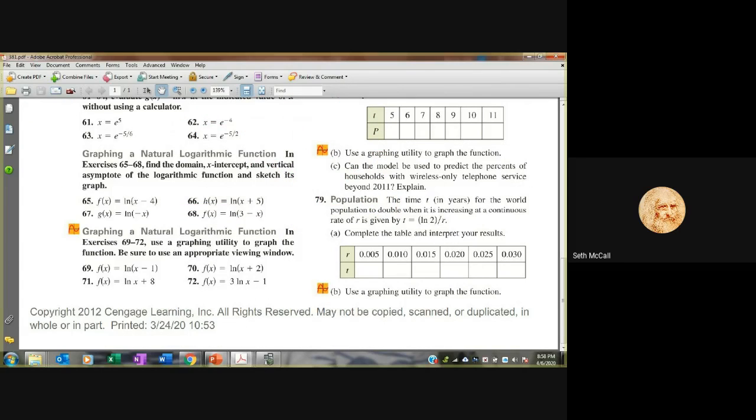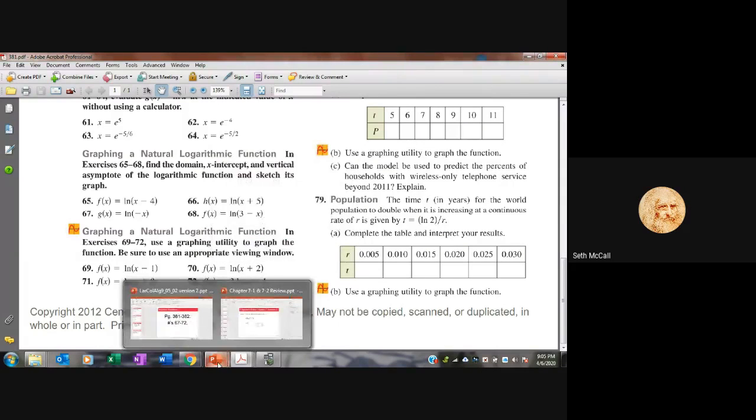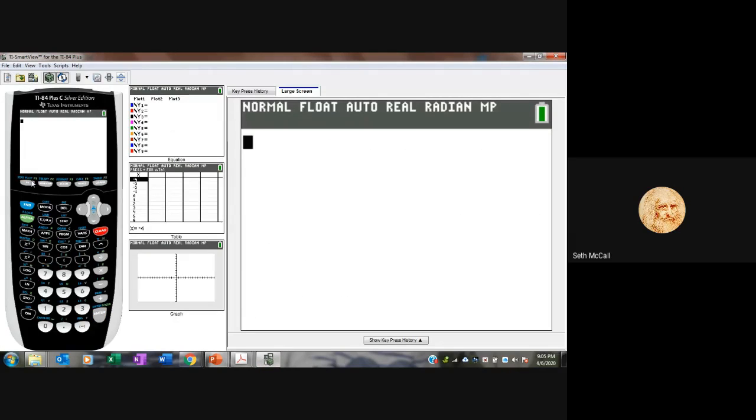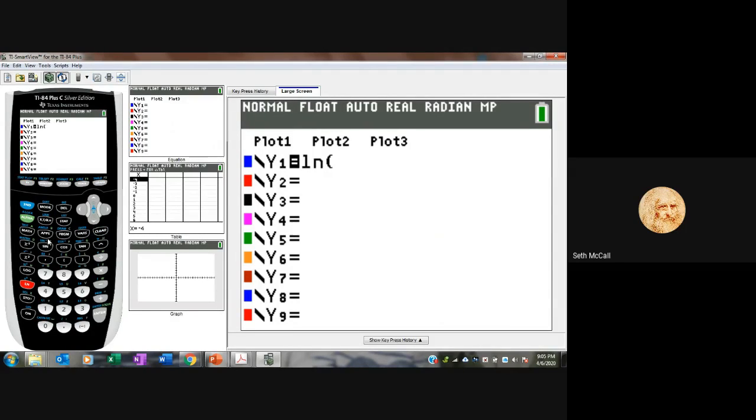Okay, looking forward, that was 67 and 68. And then we needed to do up to 72. So then the next 4. It says use a graphing utility to graph the function and then be sure to use an appropriate viewing window. So the first one is natural log of x minus 1. So if we go into here, hit y equals, hit natural log, x minus 1, close your parentheses.